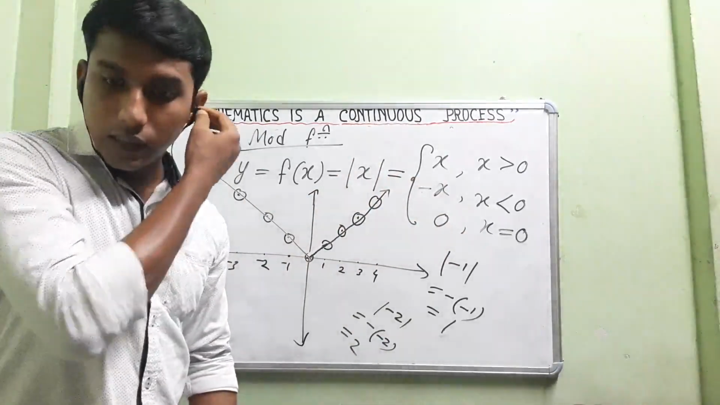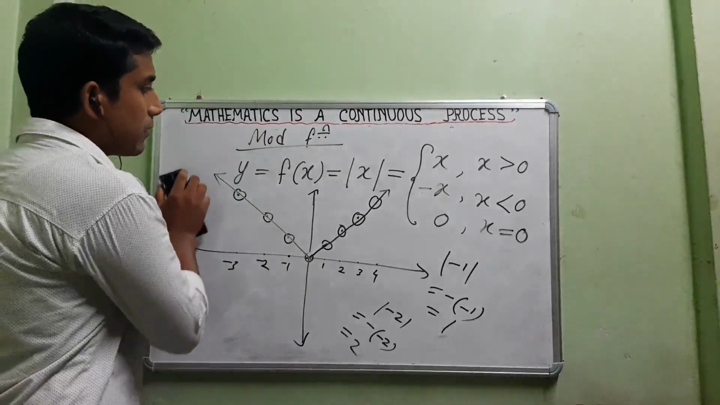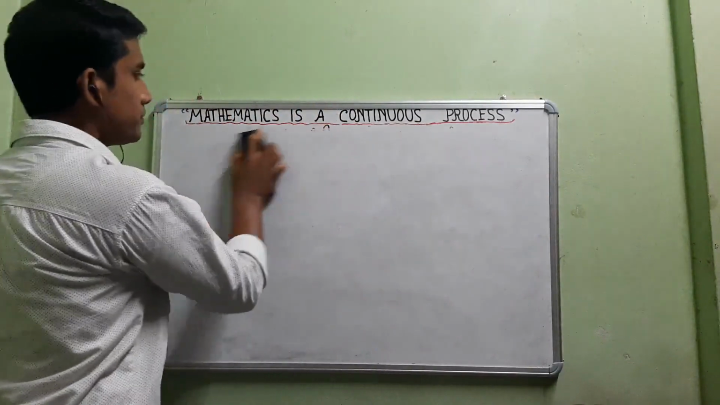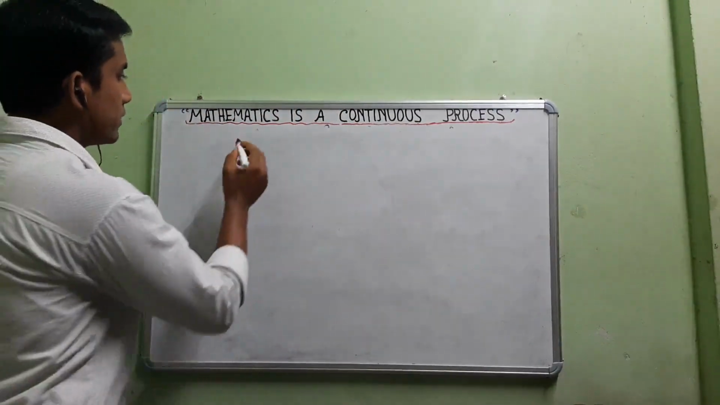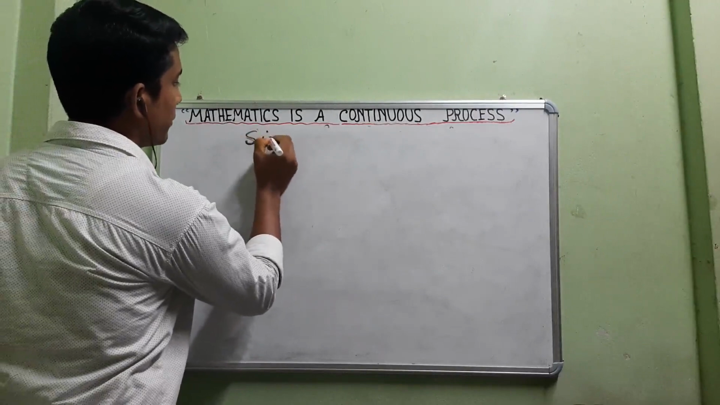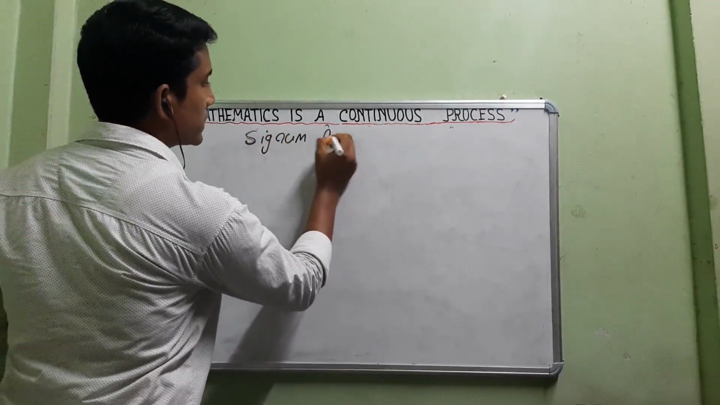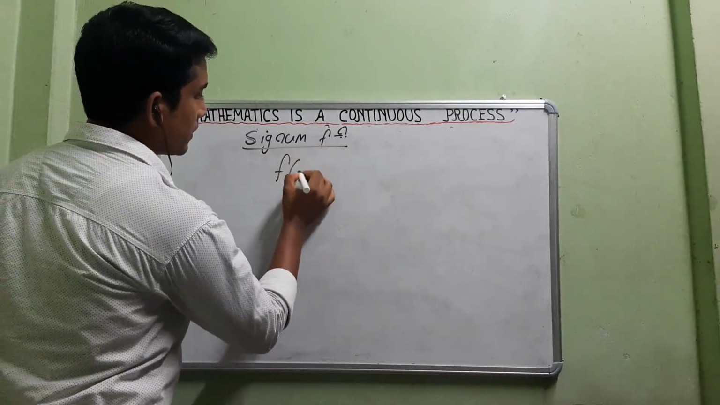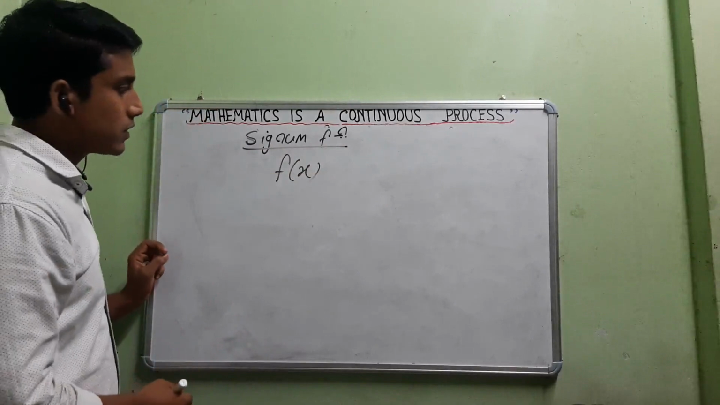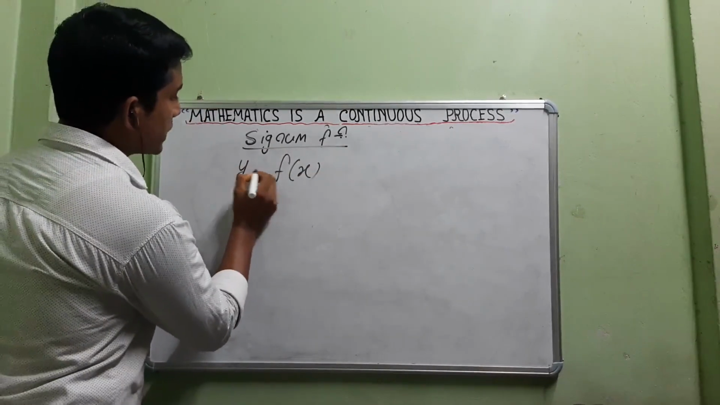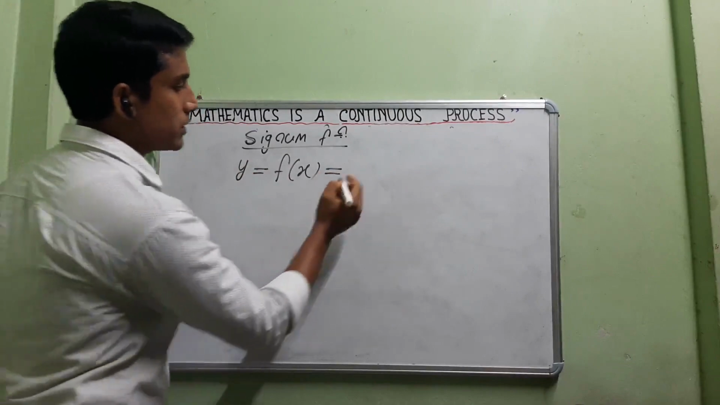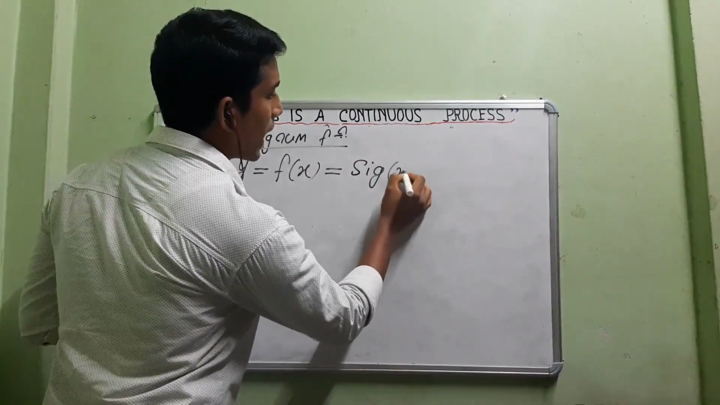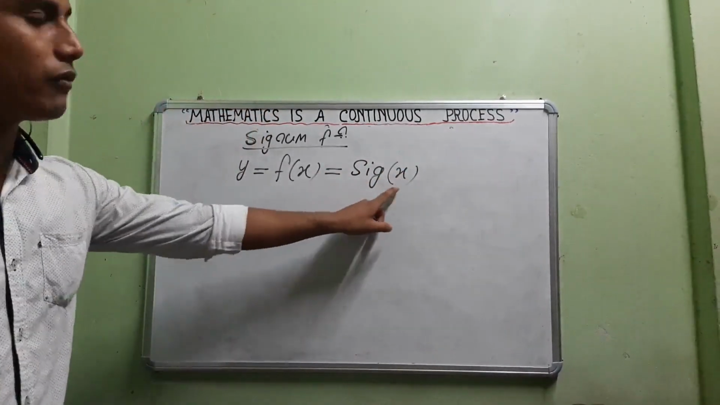Then I am going to discuss the signum function quickly. The signum function is also important, so remember it. The definition is like this: f(x), that is y, is equal to signum of x, we are denoting it as sgn of x.